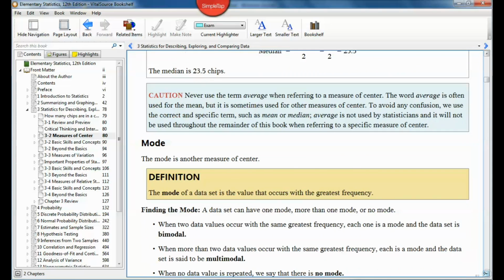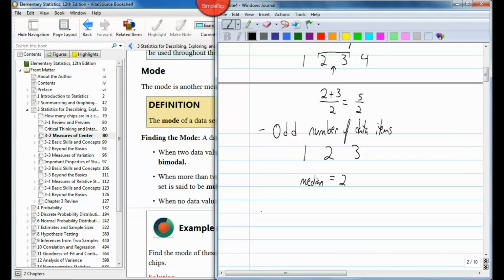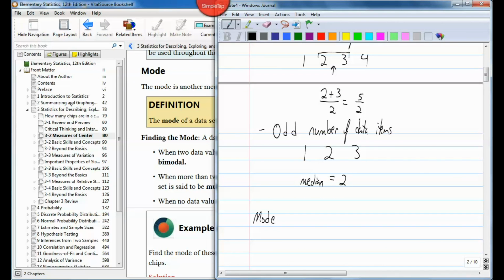All right. Another measure of center is the mode. The mode of a data set is the value that occurs with the greatest frequency. Data value that occurs with the greatest frequency, or the most. That's what that means.